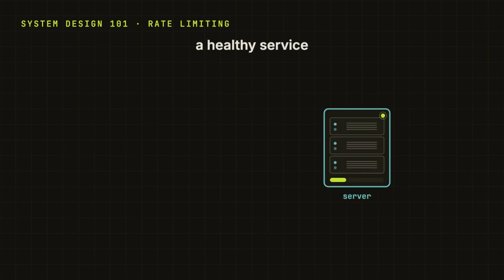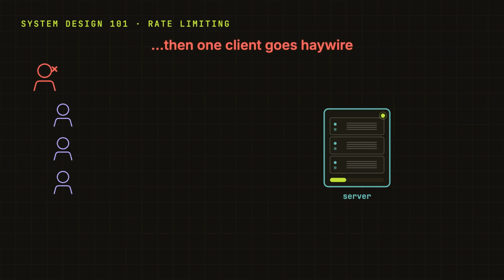Okay, so let's say you are running a service and everything is fine. A few user requests coming in, the server handles them. Everyone is happy. And then one single client goes haywire. Maybe it's a bug, a loop that forgot to stop. Maybe it's a bot. And it starts firing requests at you as fast as it possibly can.